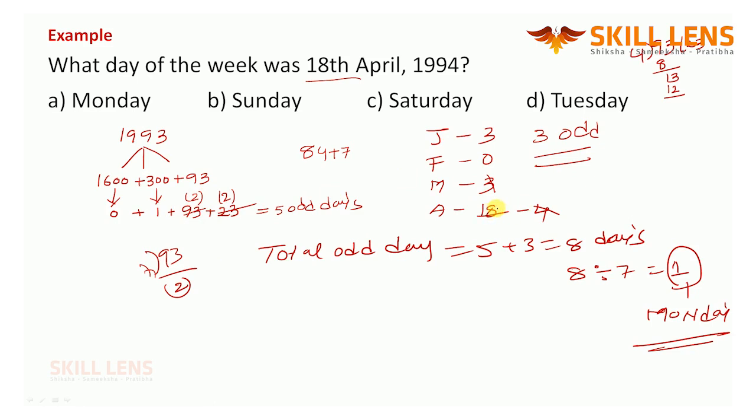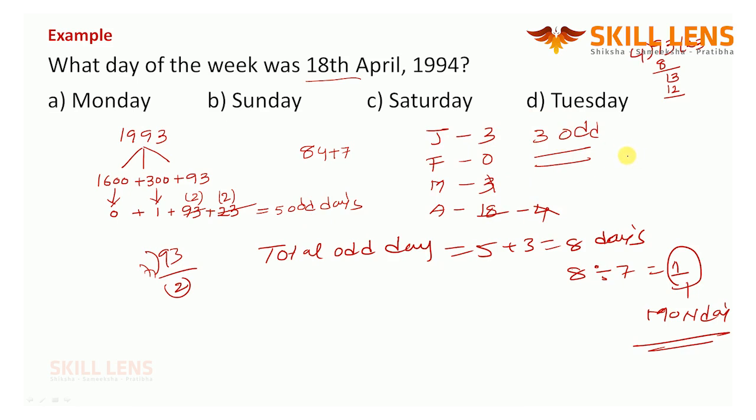Here also, don't add 18, 3 and 3. It's going to be a big task for you. But 18 is going to divide with what? When you divide with 7, you are left with 4 only, because 14 is a multiple of 7. And 3 plus 4 is 7, and 7 is a multiple of 7. You are left with 3 here. So here I have 3 odd days, here I have 5 odd days, total I have 8 odd days.